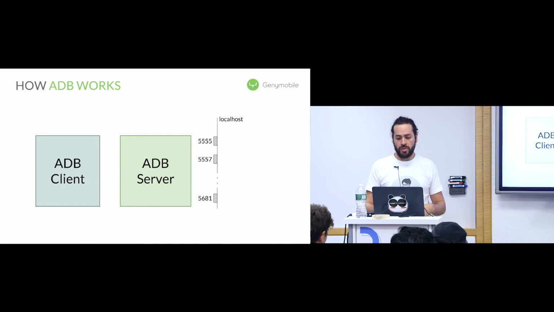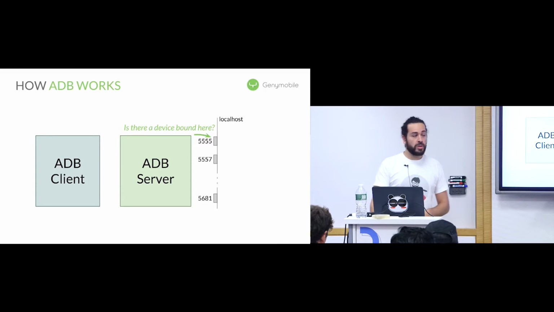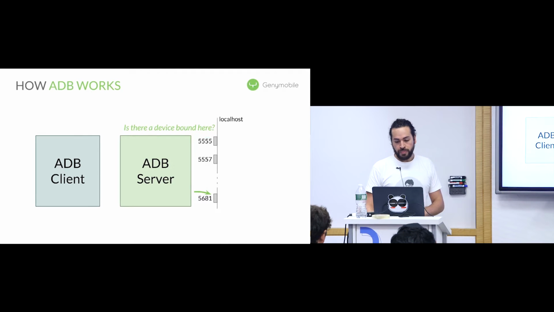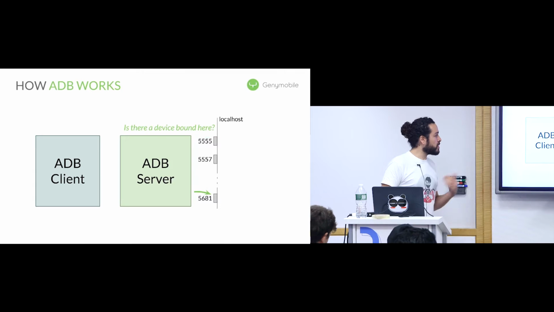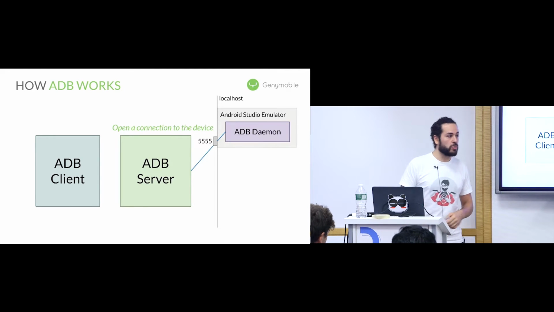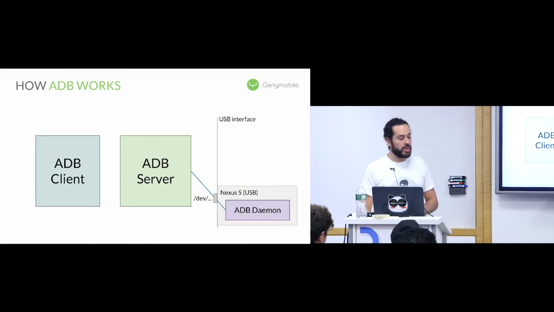It's for another TCP connection. So it will check if there is a device on this port, and then the next one, and the next one, and so on. And then when he gets a device, he will establish a connection to it. And we will see how later. That's the same for the USB interface.